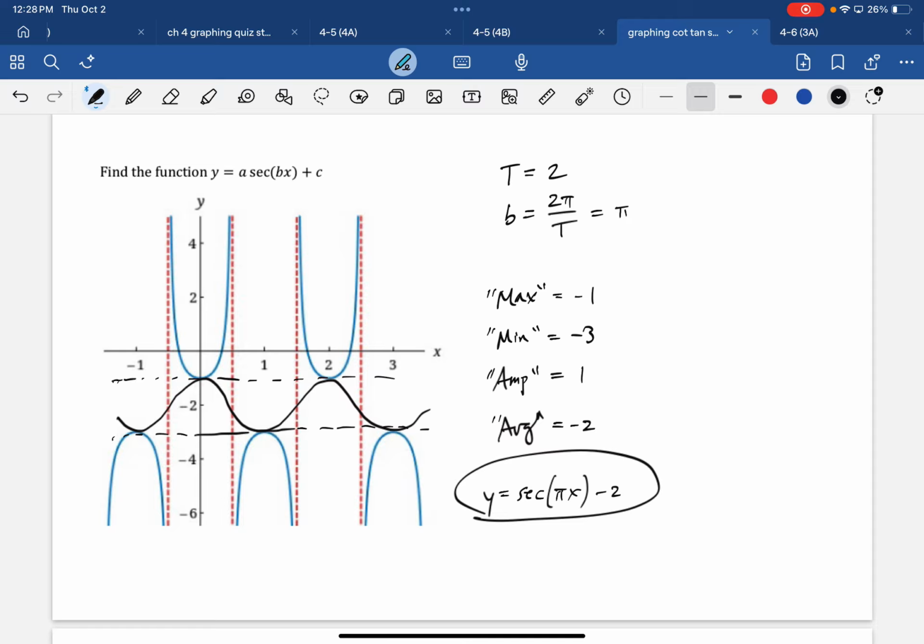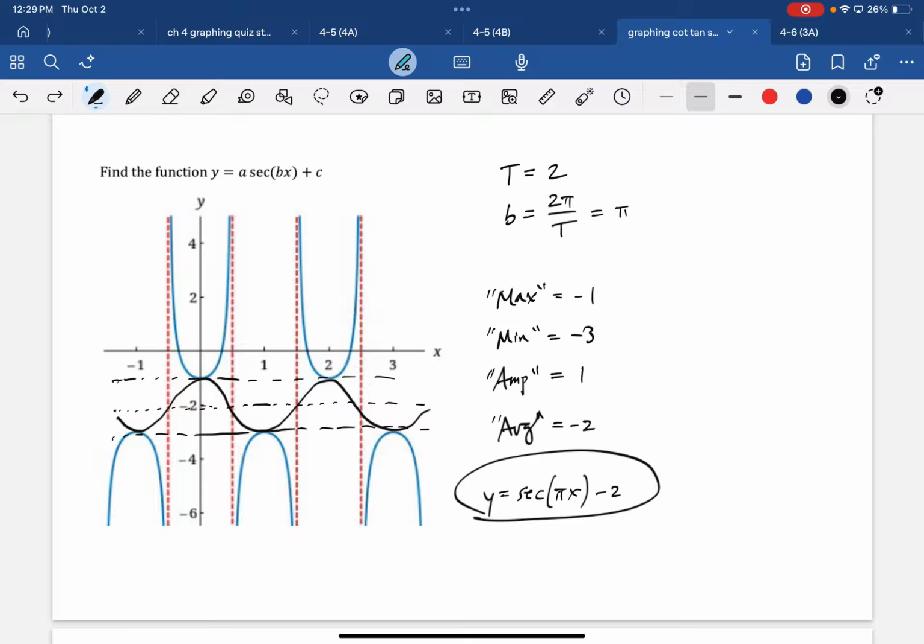Yeah, Joseph. Where's the minus 2 from at the end? The minus 2 comes from the average. So that's this line here. Guys, be quiet. That's the average, just the average of the maximum and minimum. Okay?